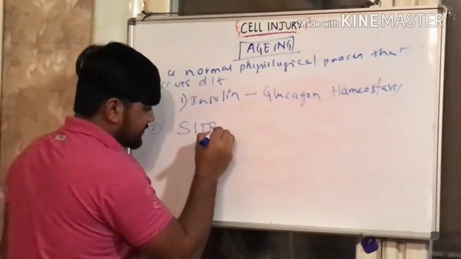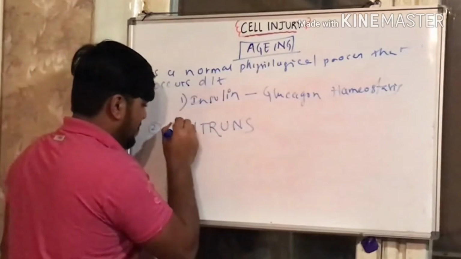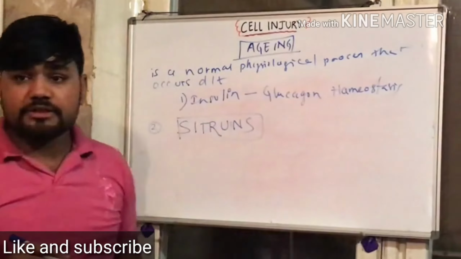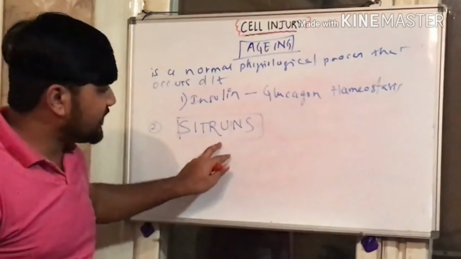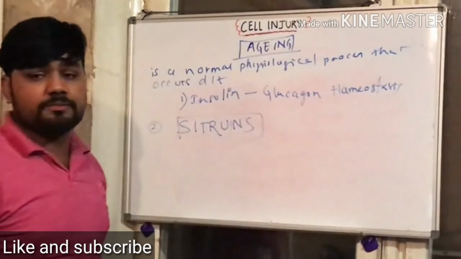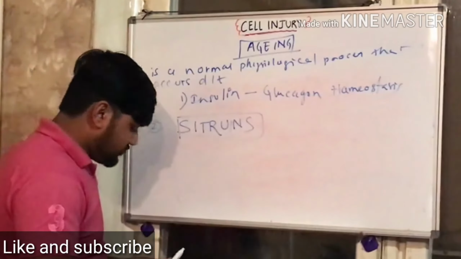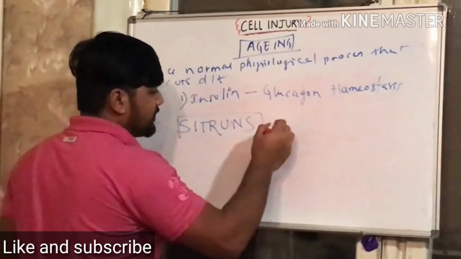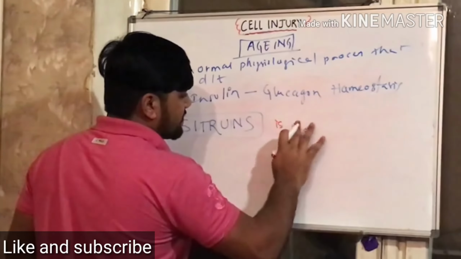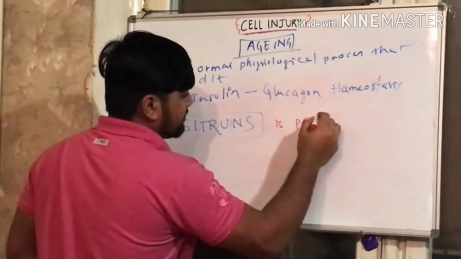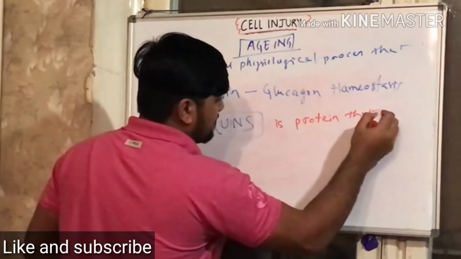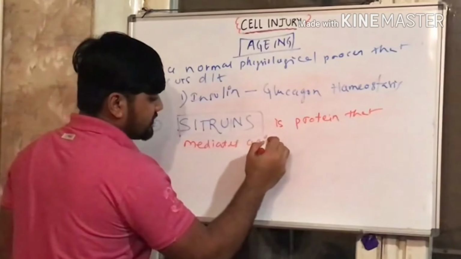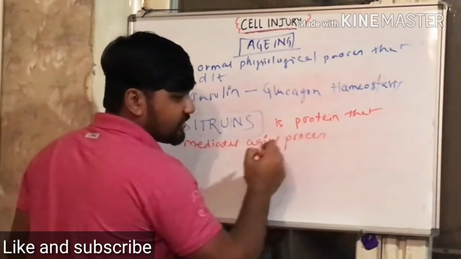What is citroins? R-U-I-N-S. Okay. Citroins is a protein that mediates aging. So you can write like this: aging is mediated by citroin proteins, or citroin is a protein that mediates aging process.